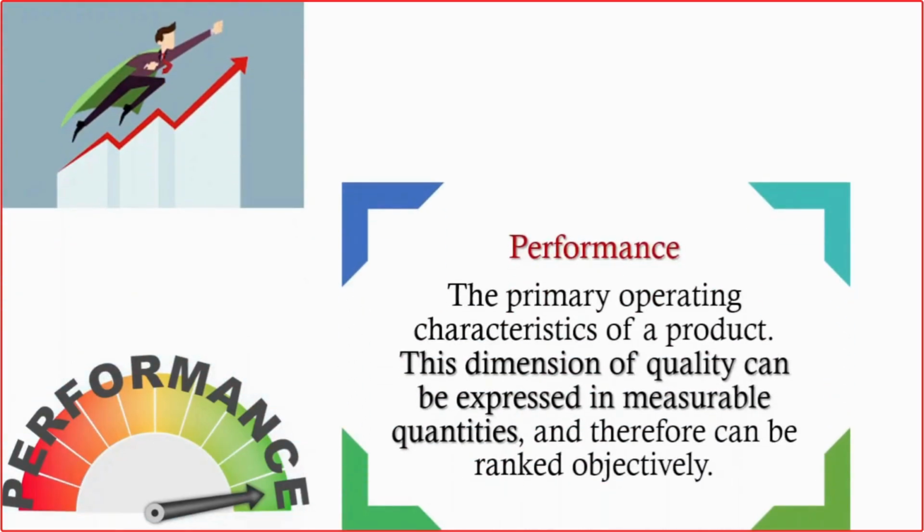So let's start with the first, and the first dimension of quality is performance. Let's try to understand the meaning of performance here. Performance is nothing but the primary operating characteristics of a product. These dimensions of quality can be expressed in measurable quantities and therefore can be ranked objectively.